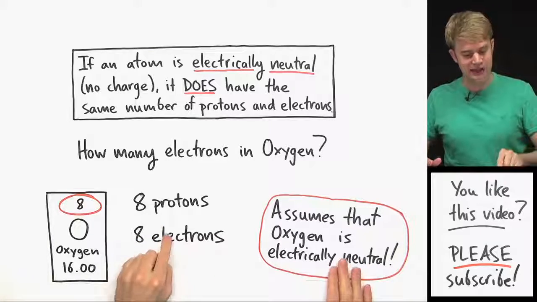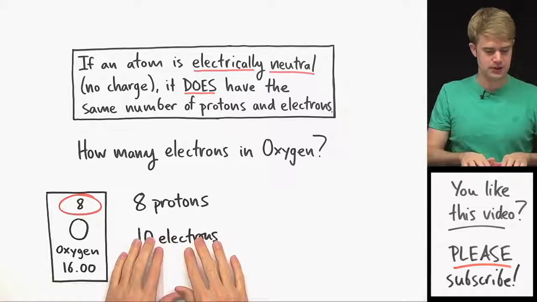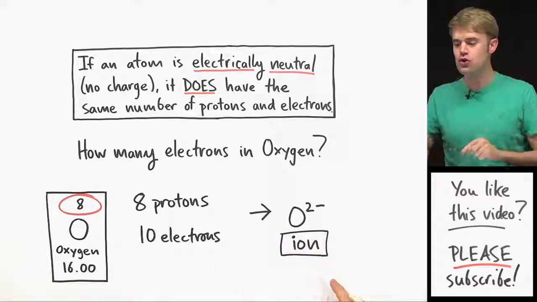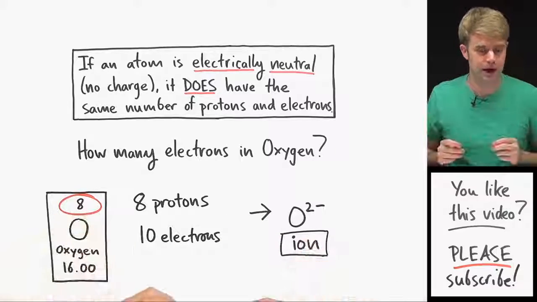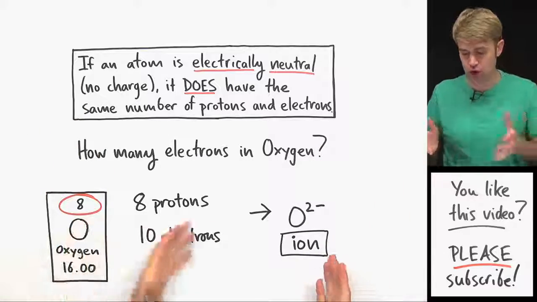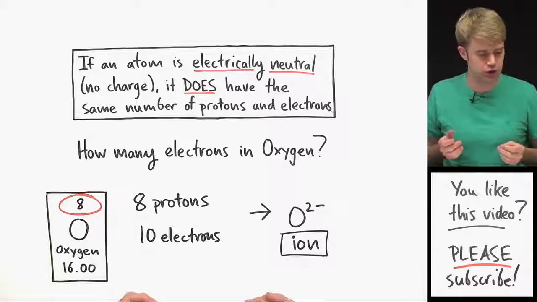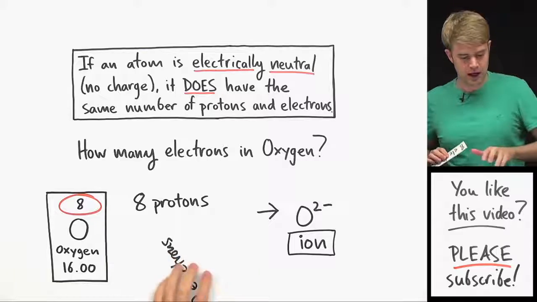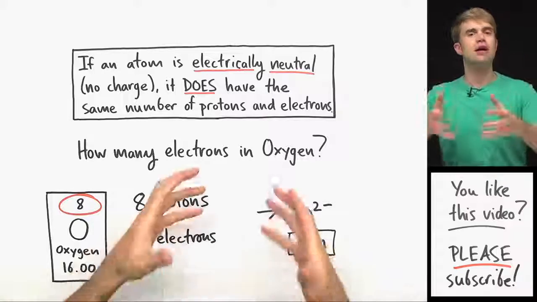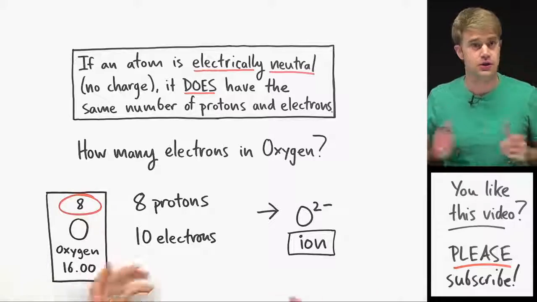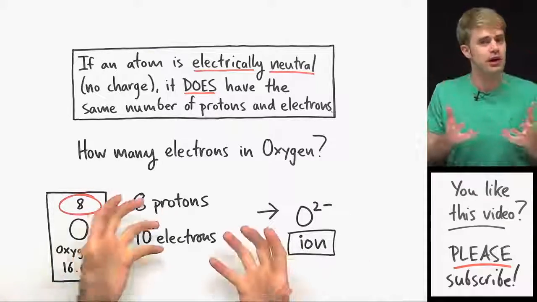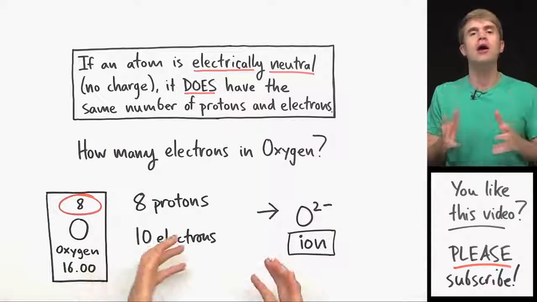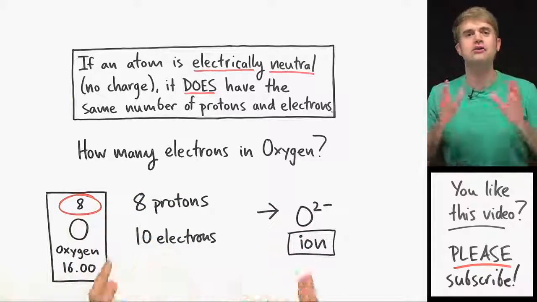For example, instead of having 8 electrons, we could have 10 electrons. This oxygen could pull in 2 extra electrons, and in that case, it becomes an O2- ion. So here's the point. Atoms don't have to be electrically neutral. They can have charges. If they are electrically neutral, then their number of protons and electrons are the same. But if they're not, the protons and electrons vary, and we can get all different types of ions with different charges. So if you run into an atom with different numbers of protons and electrons, it doesn't mean that atom could never exist. It just means that you're talking about a charged atom, an ion, something that has a charge.